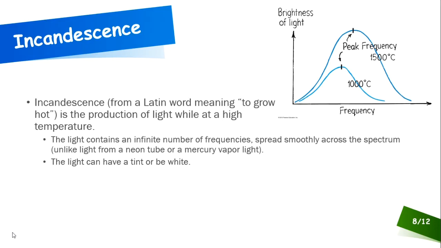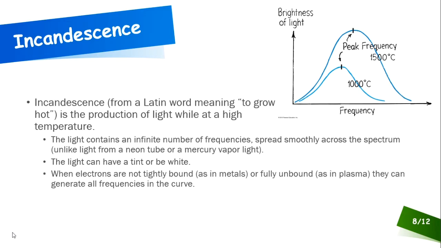The light can have a tint, or it can be white, but the electrons are not as tightly bound as in metals, or fully unbound as in plasma, so you're somewhere in between. They generate all frequencies in the curve, and you get that distribution that you see there in the graphic. So essentially, the peak frequency, which is the frequency at the top of the graph, is going to be directly proportional to the temperature of whatever is producing the light.